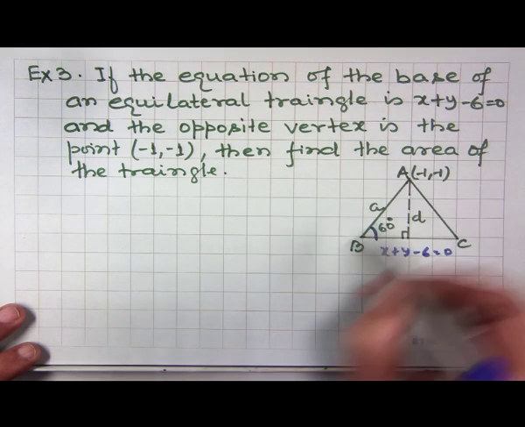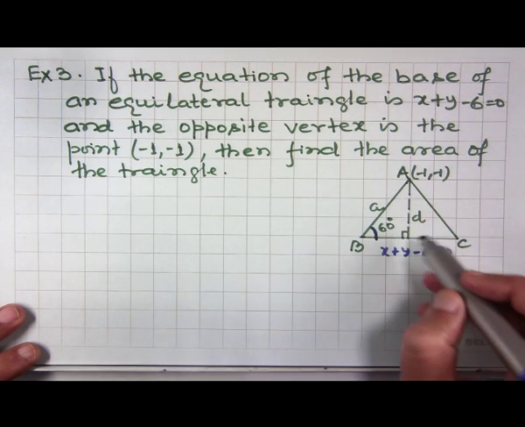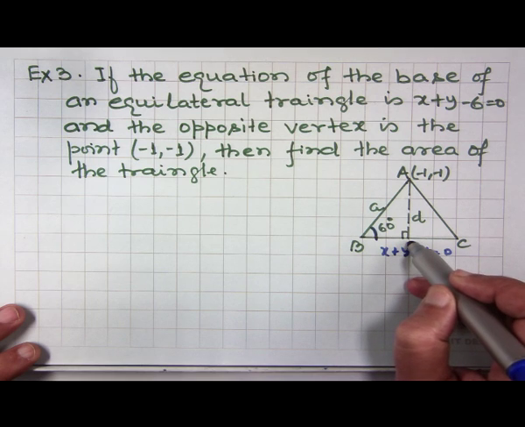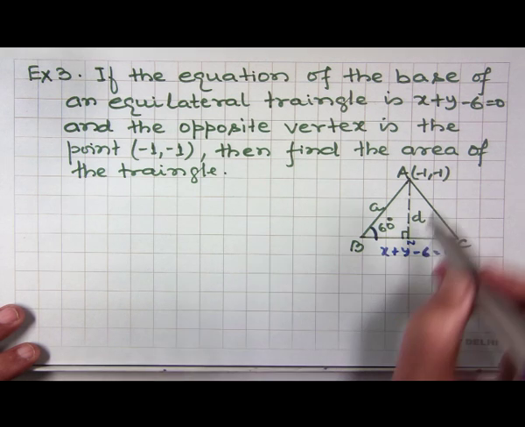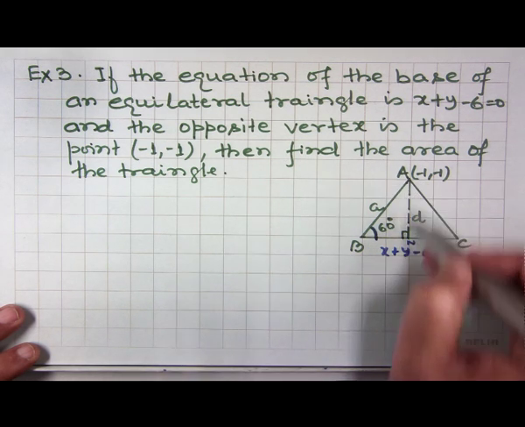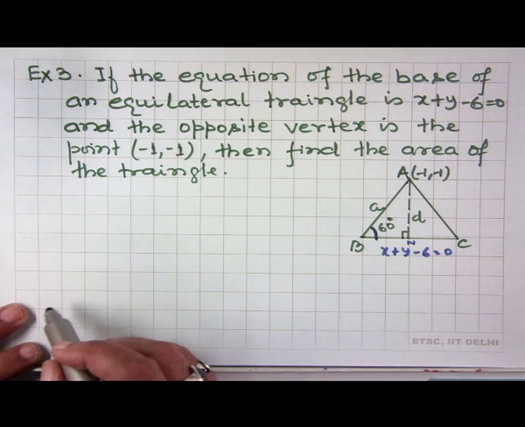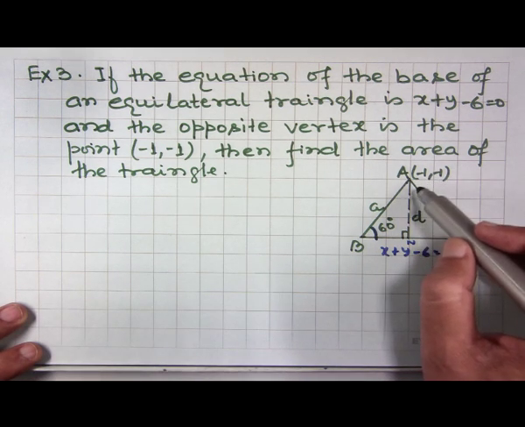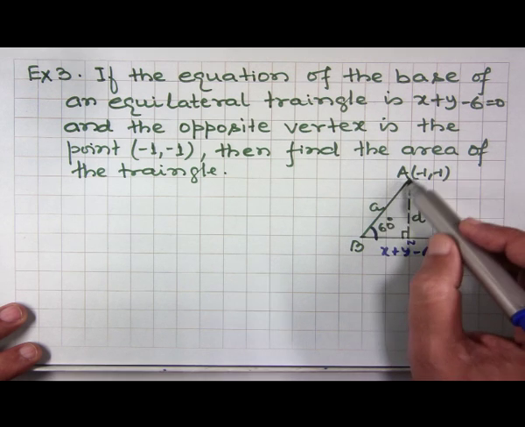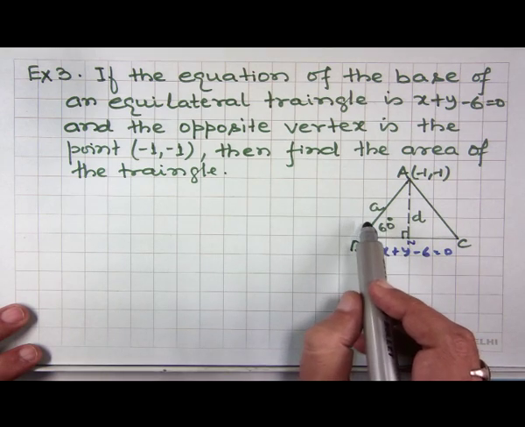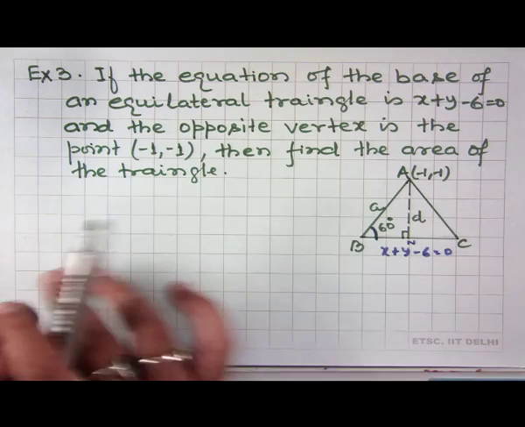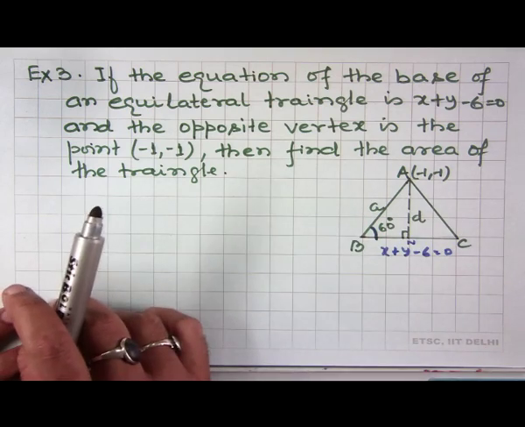Draw a perpendicular from this A to this base B, say this is AN, and the length of this altitude or perpendicular is D, and say the side of this equilateral triangle is A. Find the relation between D and A.